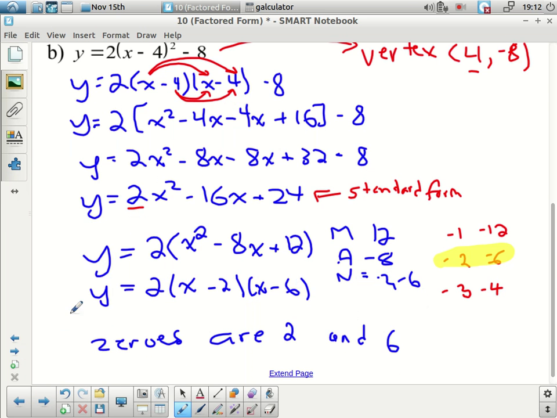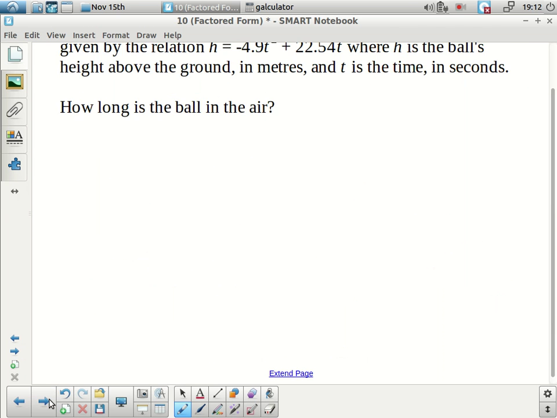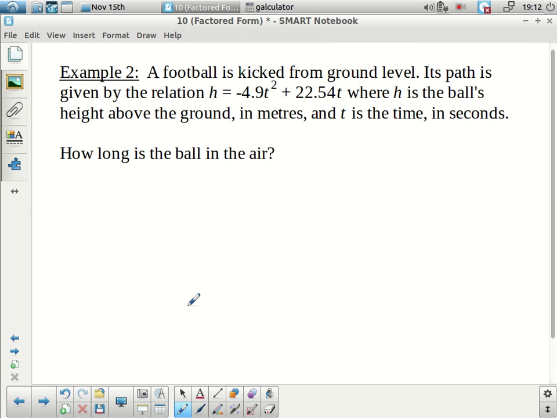All right. One more example, and then we are all done. It's a little bit of a word problem here. We've been talking about kicking things in the air quite a bit lately. A football is kicked from the ground level. Its path is given by the relation h equals negative 4.9t squared plus 22.54t, where h is the ball's height above the ground in meters, and t is the time in seconds. Okay. How long is the ball in the air?